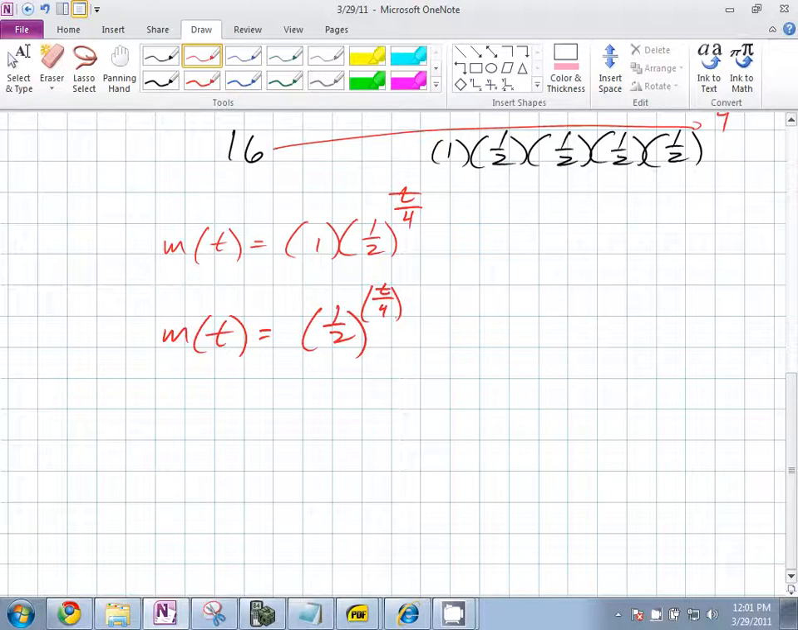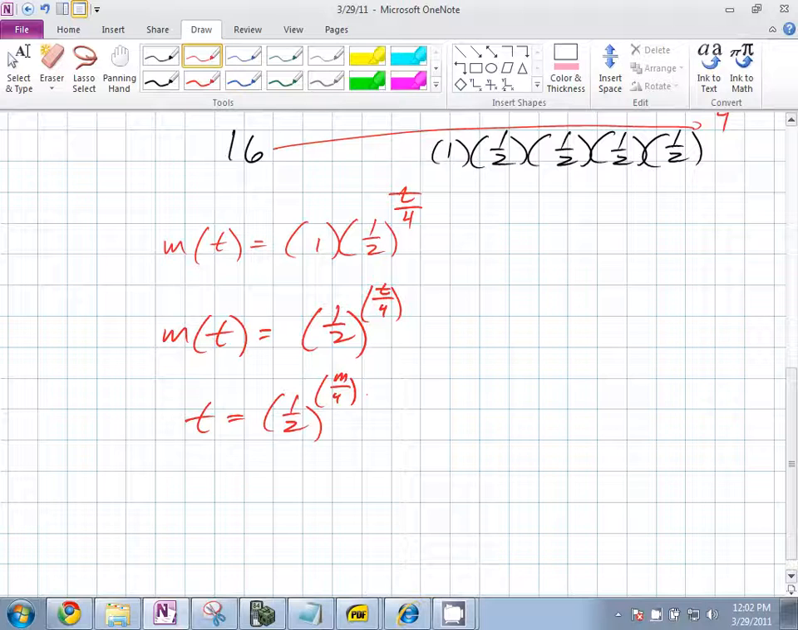what do you need to do? Well, yes, but what's the first step? Nope. Switch m and t. So we get t is equal to 1/2 to the m over 4. Now here's the thing. In order to go significantly further, in order to solve this, you would need to use logarithms.